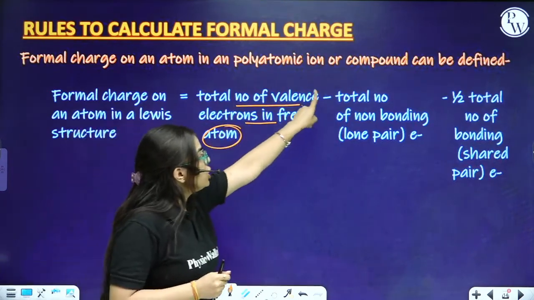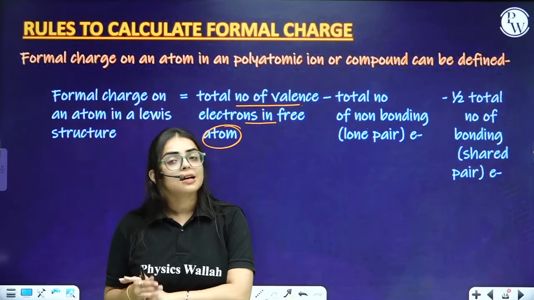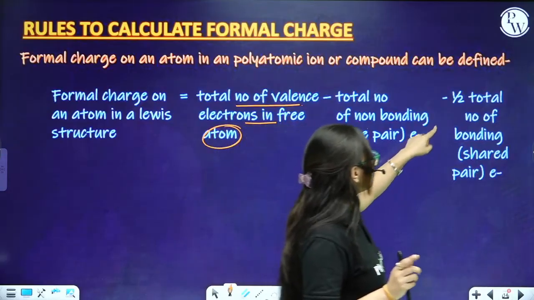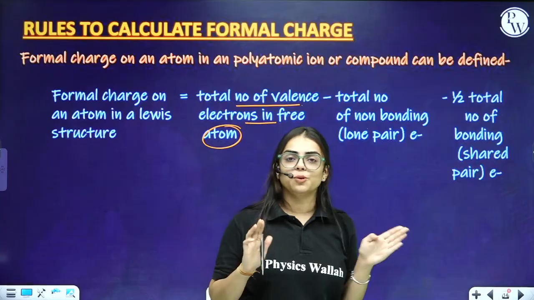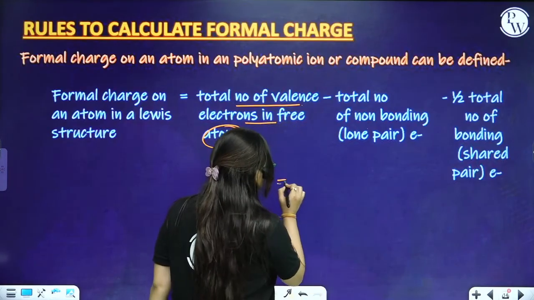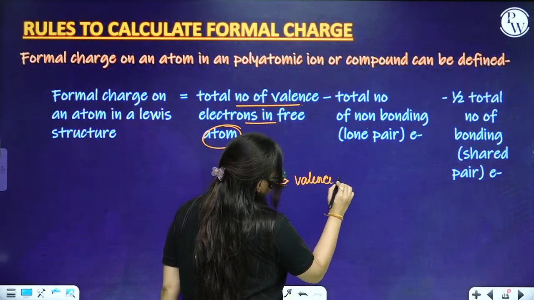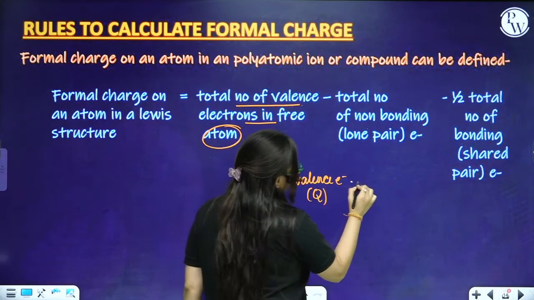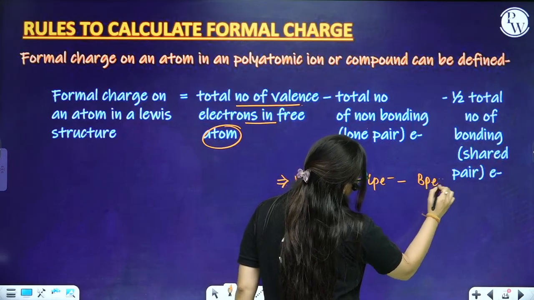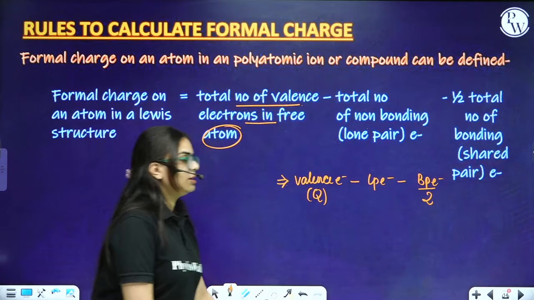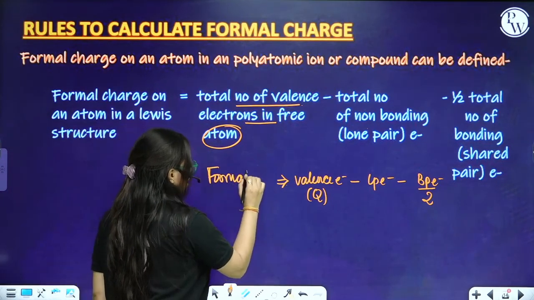Now, minus total number of non-bonding electrons. That means you have to subtract the complete lone pair of electrons, and then subtract half into total number of bonding electrons. That means bond pair electrons. So in simple terms, what you have to do is take valence electrons, represented by the V symbol, minus the lone pair of electrons, minus bond pair electrons by 2. This is the formula to calculate formal charge.